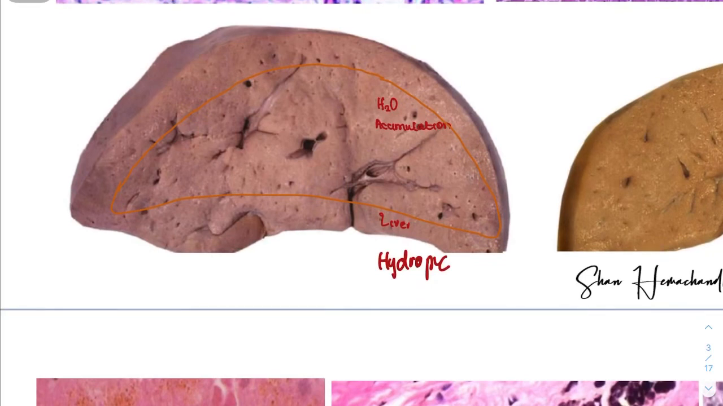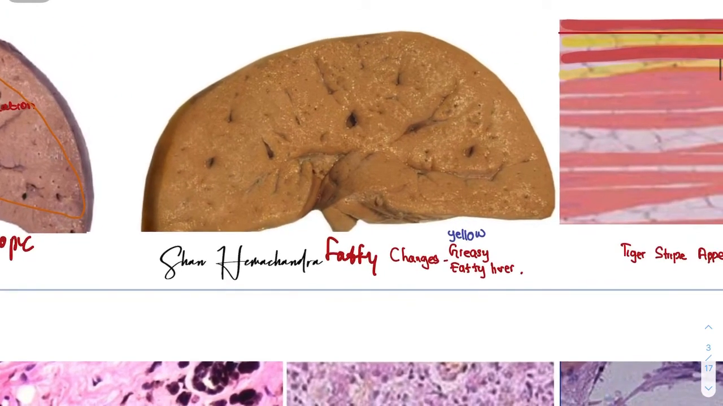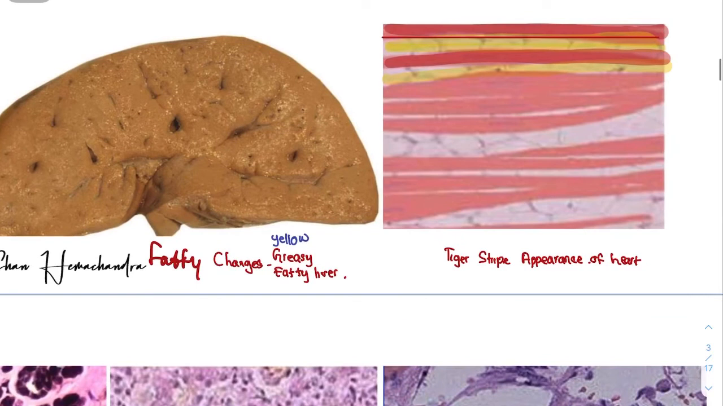Next is hydropic changes. You can see it's a gross anatomy of the liver. It's enlarged. The normal liver should be small, but there's water accumulation. And right next to it is fatty changes, fat accumulation. So fat accumulation in the heart leads to a tiger stripe appearance, where you get the red color muscle tissue, and right under that yellow color fat tissue. You get stripes of these.